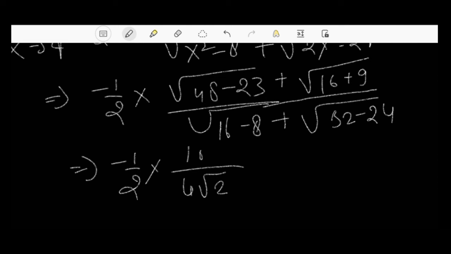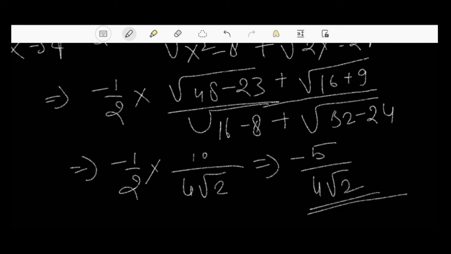You can simply calculate it, and this is equal to minus 5 upon 4 square root of 2, and this is the answer.